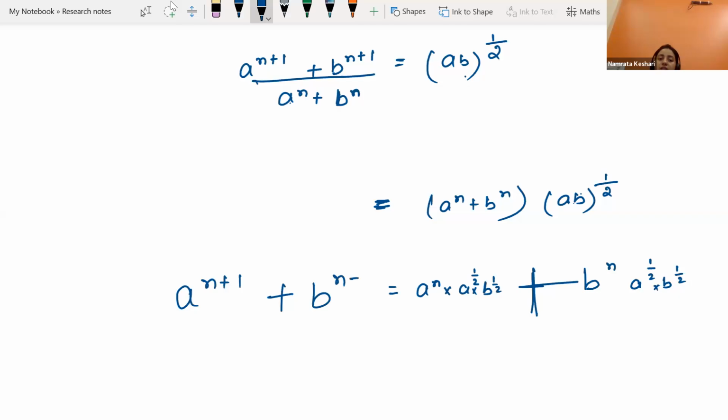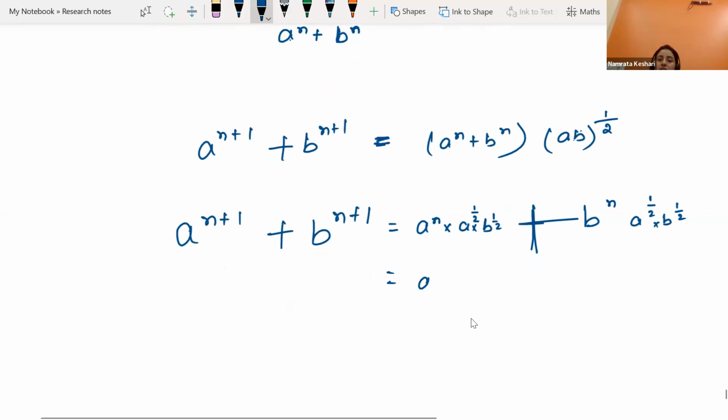Okay, pay attention. We will use the law of exponents wherever possible. Let's use it. We can see here that a to the power n is there and a to the power 1 by 2 is there. So can we say it will be a to the power n plus 1 by 2? Can we say that? And b to the power 1 by 2? Yes or no? We can say that, right? Similarly, here we can say that b to the power n plus 1 by 2 is there and a to the power 1 by 2 is there, right?